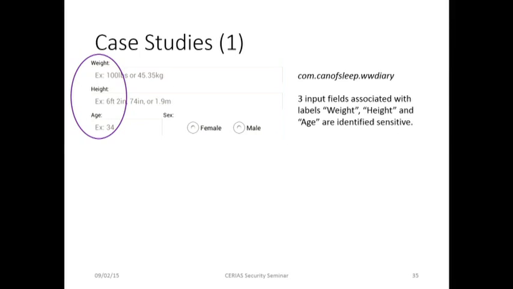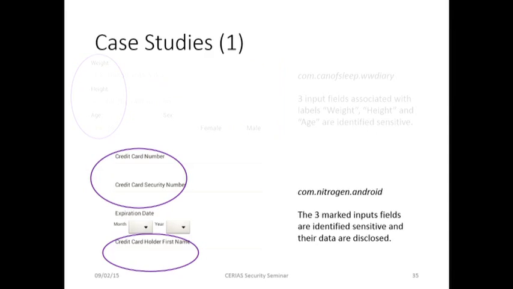And here are some real cases. In the first one, the weight, the height, and the age are identified as sensitive. And in the second one, the credit card number, the card number, the security number, and the holder's name are identified as sensitive. And these data are discovered to be disclosed to some public channels. These two cases and the two images are rendered by SUPOR instead of snipped at runtime.